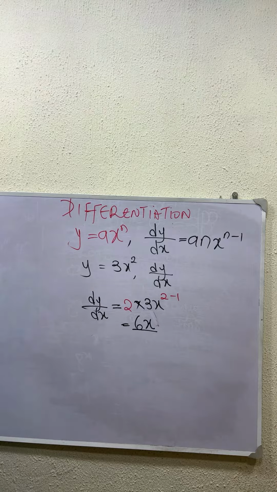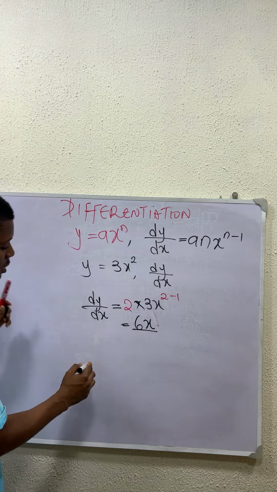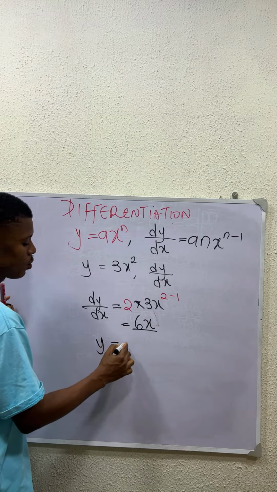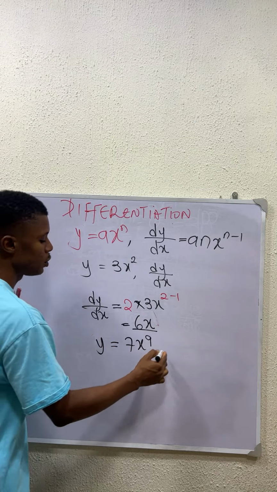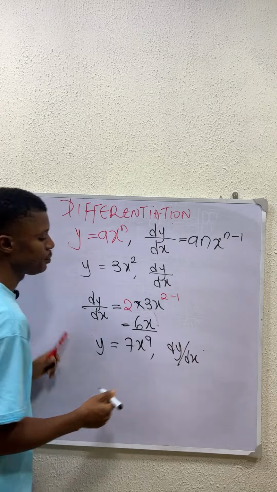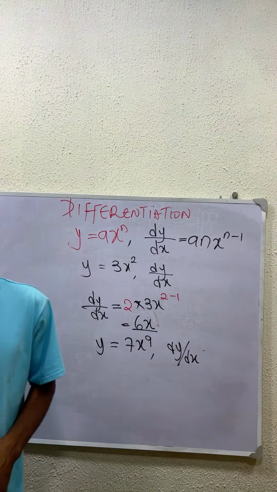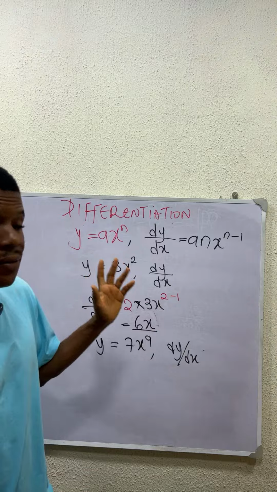Let's try another problem together. Another one we have to look at is very, very simple. Let's say we are given that a function y is equal to 7x to the power 9. We are trying to differentiate y with respect to x. To do this differentiation, it is very, very simple, so far as you understand the law in differentiating a function.